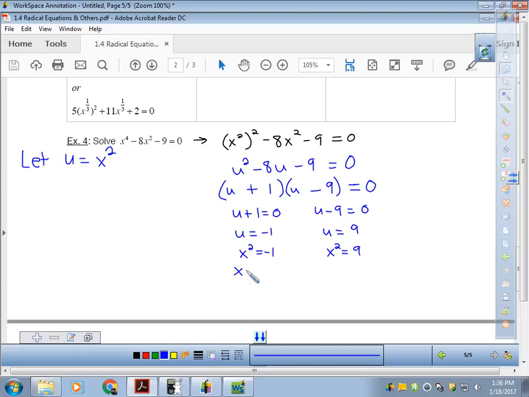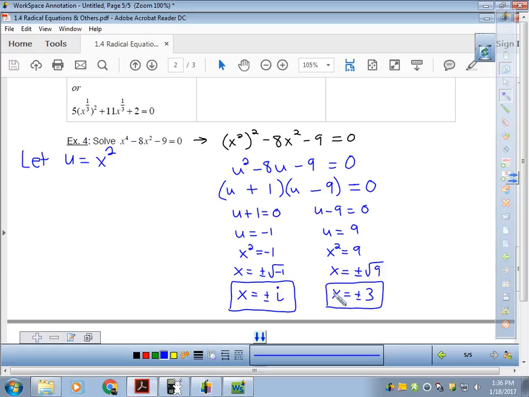Okay. So you have x equals plus or minus the square root of negative 1. Over here you have x equals plus or minus the square root of 9. You can simplify both of those. This one's plus or minus, when you have the square root of negative 1, that's just i. And then over here, plus or minus, when you do the square root of 9, that's just 3.